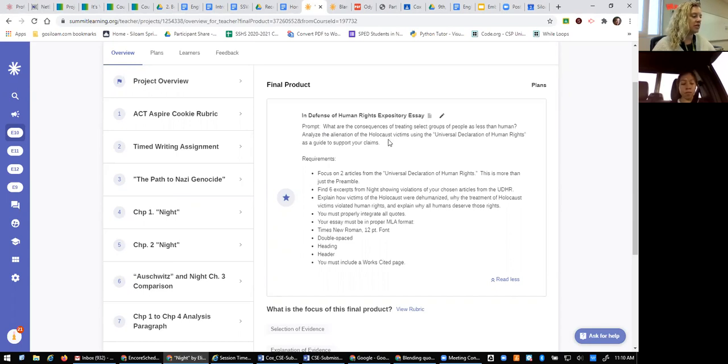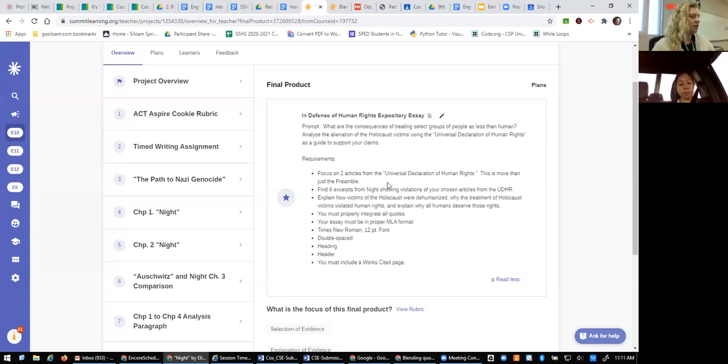So the prompt is, what are the consequences of treating select groups of people as less than human? All right. Analyze the alienation of the Holocaust victims using the Universal Declaration of Human Rights as a guide to support your claims. Okay. We've talked about a lot in class about making sure that you are following the prompt when you're writing. All right. I have several people that are writing things and they're going way off in a different direction, and they have forgotten the prompt. So make sure that when you are writing, you're always going back up to that prompt and making sure that you're sticking to it.